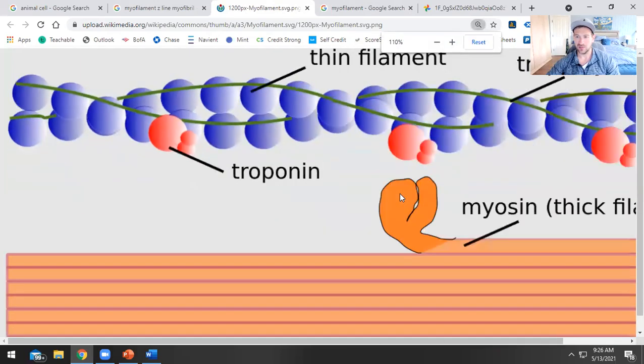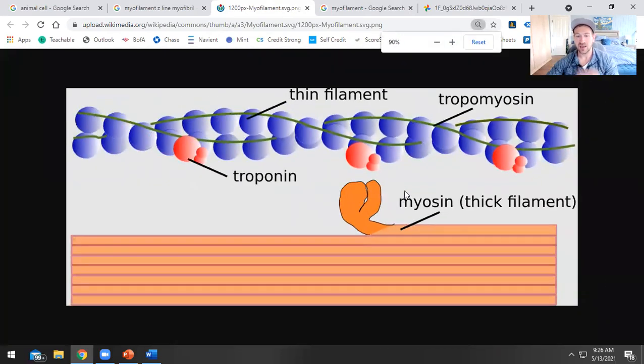I pulled this picture up here. You can see that little club-like head. It has two different fibers, and it wants to reach up and grab these binding sites.